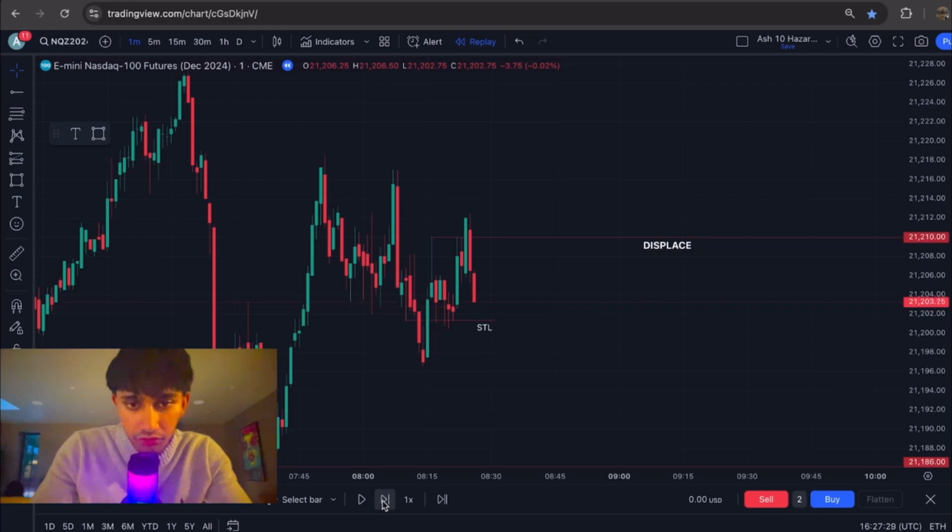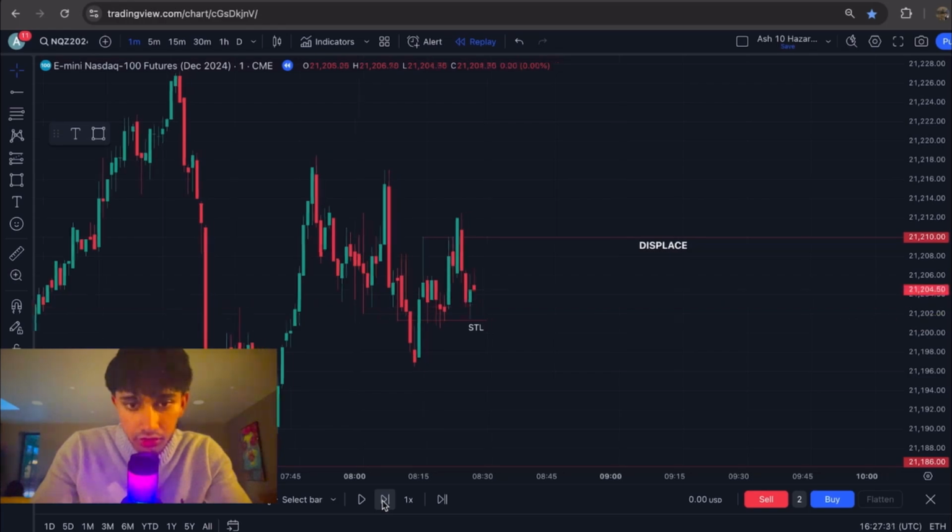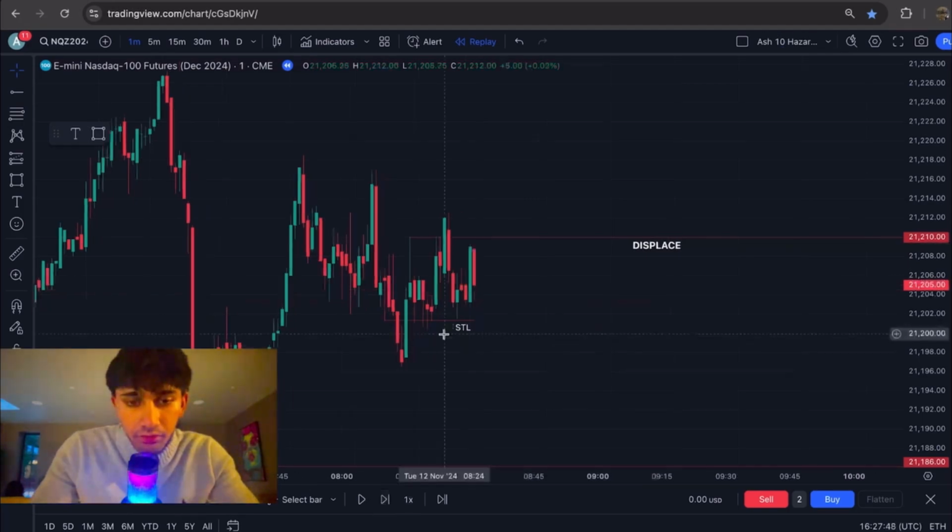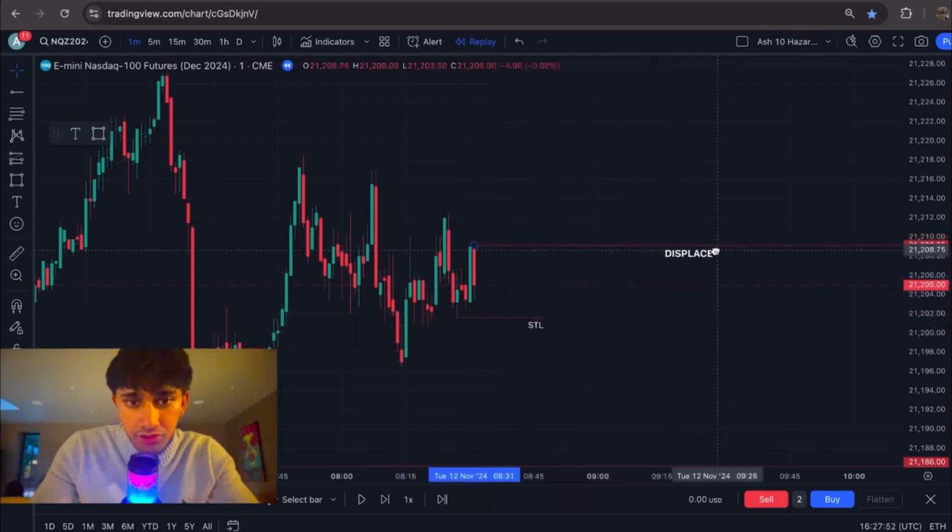And we still have no valid setup. You just gotta keep patience, guys. You just gotta stay patient, wait for the cleanest possible high probability setup to form. Otherwise, you're just setting yourself up for failure. So now we have this short-term low to be taken and price to displace of this high.